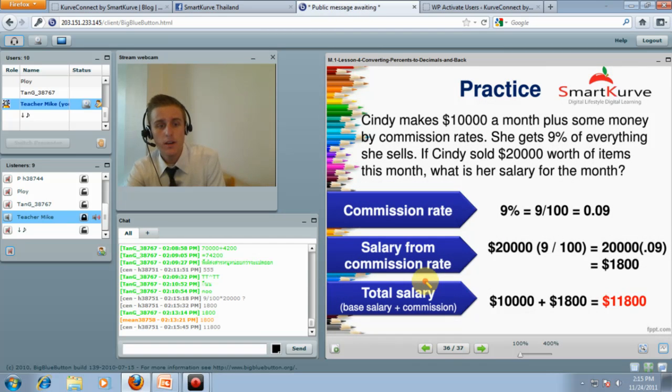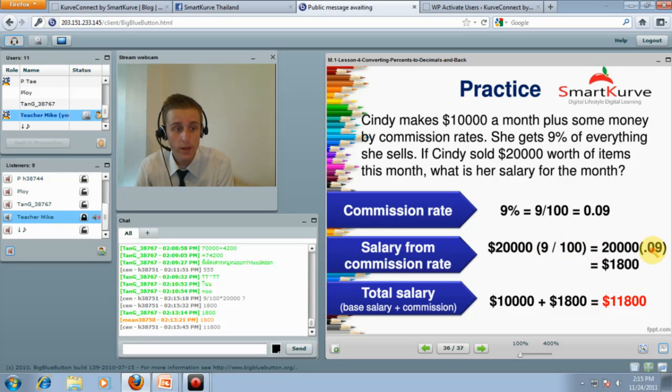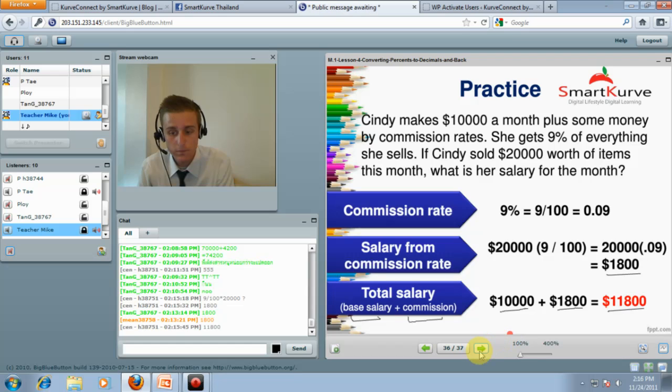Here's the breakdown again. Commission rate, 9%. Salary from commission, 20,000 times 9 over 100, or 0.09, equals 1,800. Total salary, base salary plus commission, 10,000 plus 1,800, 11,800. Okay, are there any questions? Anything you would like me to go back over?